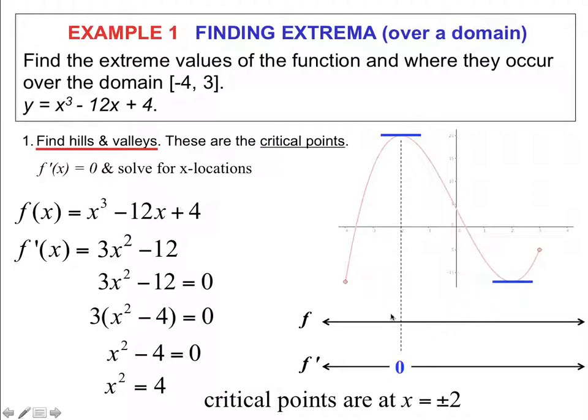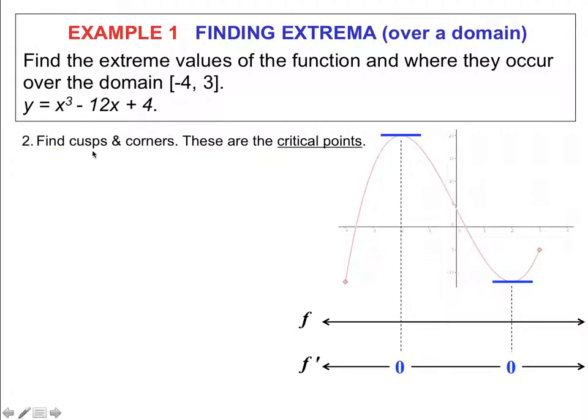So I know I have a 0 derivative. Remember, this is the derivative number line. These are derivative values. The derivative is 0 here because it's a hill. The derivative is 0 here because it's a valley. Okay, so we're done finding hills and valleys. Now we're going to find cusps and corners. These are also called critical points.